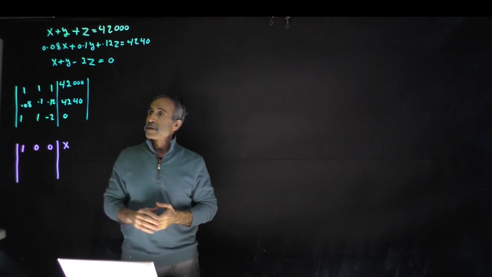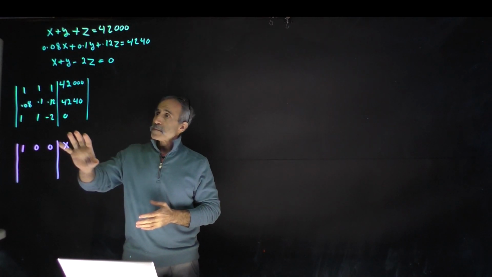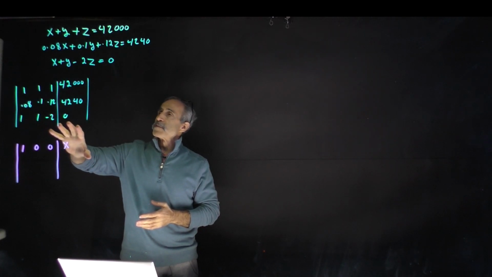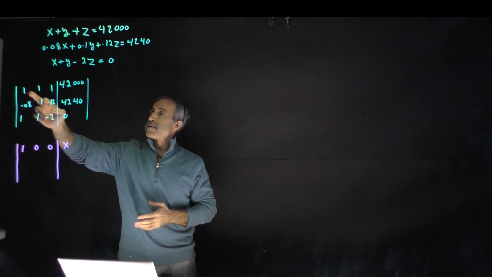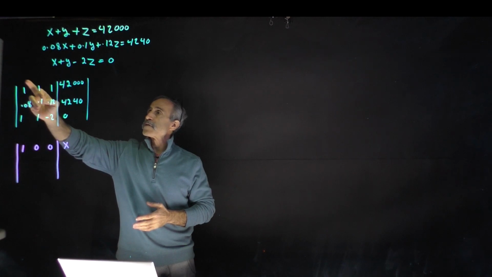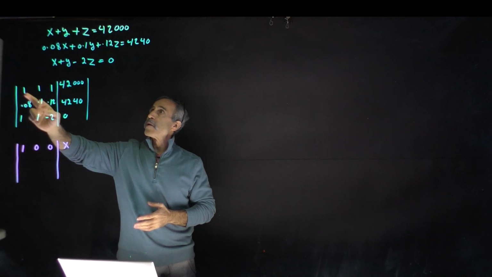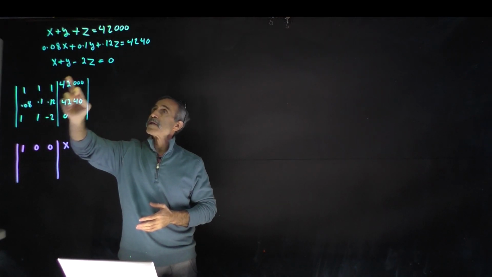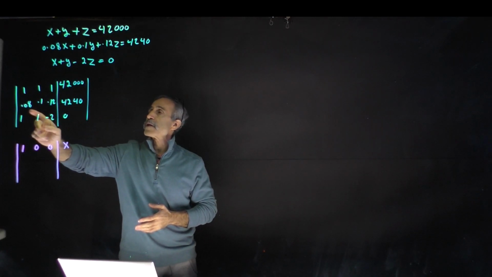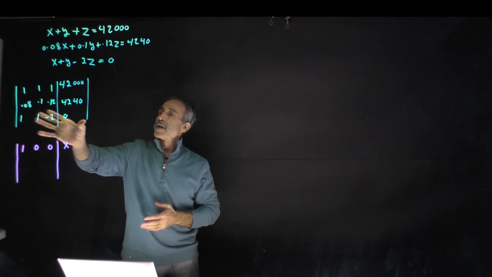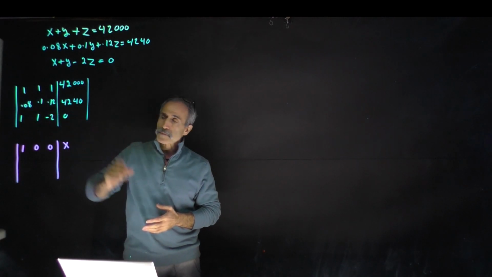We're going to go ahead and work with this hand calculation. We're going to put it in matrix form, and you've seen this before. We're going to have 3 rows by 4 columns, and each row represents x, y, z, and the answer. So we got 1x plus 1y plus 1z comes out to 42,000, just like we have there, and so on and so forth. 0.08x and 0.1y and 0.12z, 4240, and so we have it in the form of a matrix.